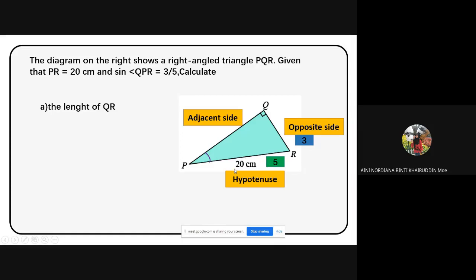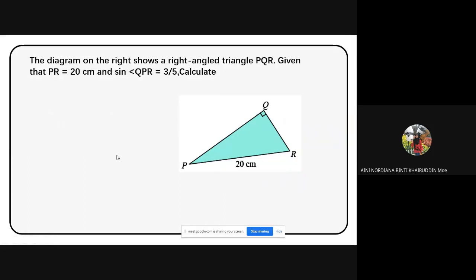But here, the actual value for PR is 20. So 5 times 4, you get 20. If here you times 4, here also you need to times 4. So 3 times 4 equals 12. So this is the answer for question A. The length of QR is 12.